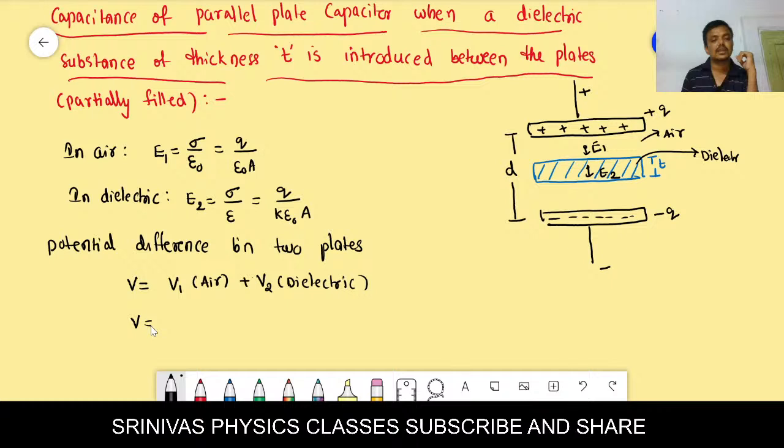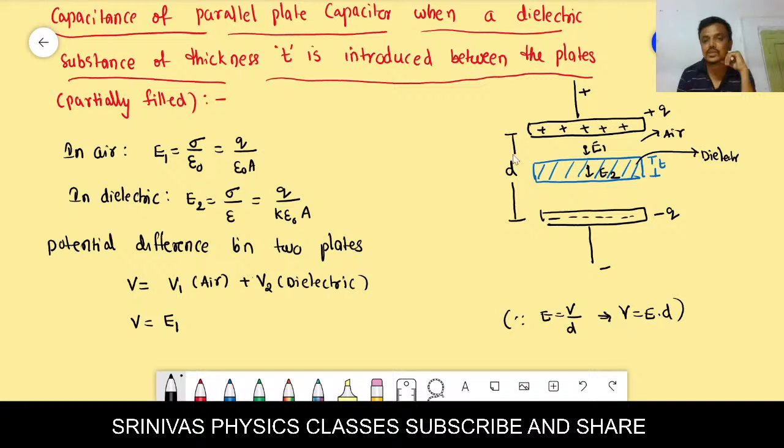You know that V is equal to E D. Previously we derived that the electric field between the plates is E equals V by d, potential difference by distance. From this, potential difference is equal to electric field into distance. The potential difference in air is the electric field in air, that is E1, times the distance in air. In air, what is the distance?